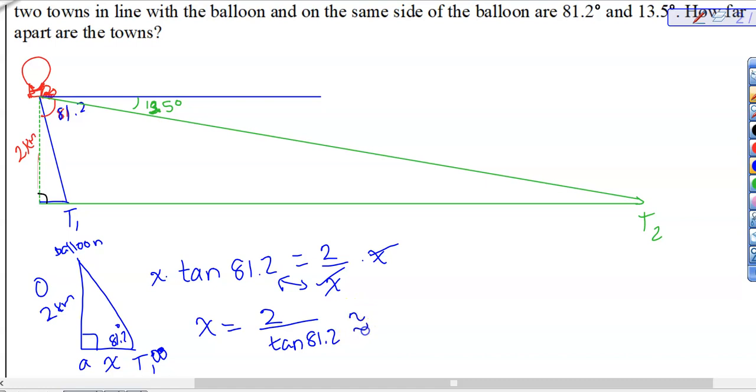Give me an approximation to the nearest tenth. 0.3 kilometers. Okay, so this is that distance. I'm going to come up here and just write that. 0.3 kilometers. That's that distance right there. Got it. Okay, anybody have suggestions what I should do next? Remember what my goal is. My goal is just to find the distance between town 1 and town 2. Now, I know the distance from the base down here at the bottom, directly vertical underneath the balloon to town 1. Suggestions?